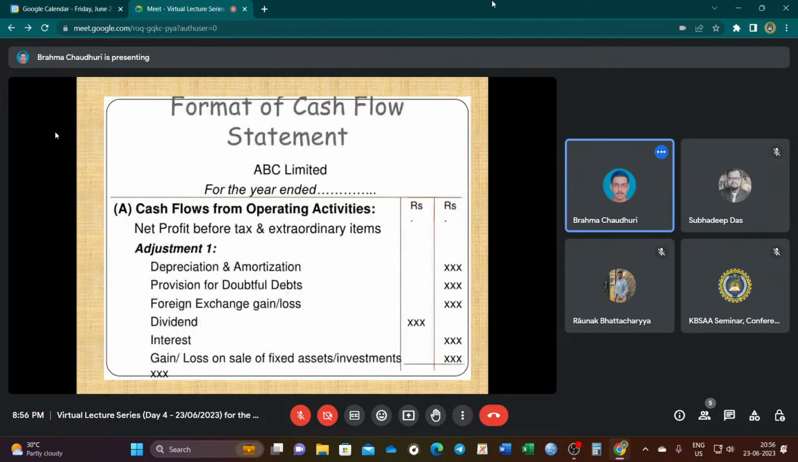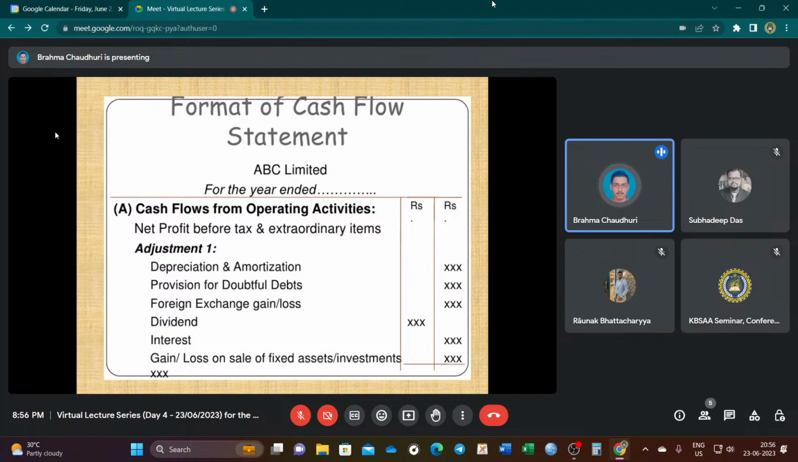Now, cash flows arise from three major activities, which have been identified as per the Ind AS statement of cash flows and the earlier AS 3, that is, the cash flow statement. The three major activities of a business firm are the operating activities, investing activities, and financing activities. As such, when we prepare the cash flow statement, we will have to prepare it in three stages.